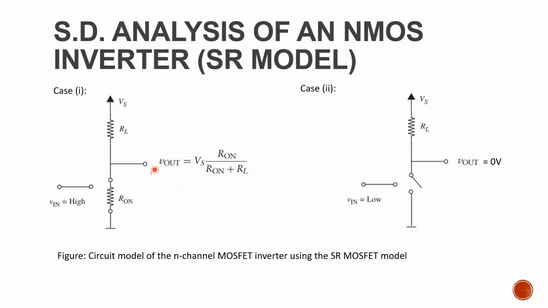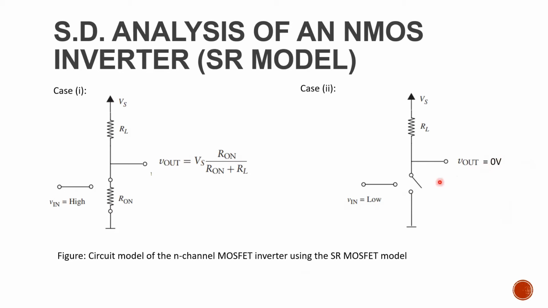Now this is the formula for V out. Now you see here, the Vn is low, guys. Sorry guys, here there is a mistake.